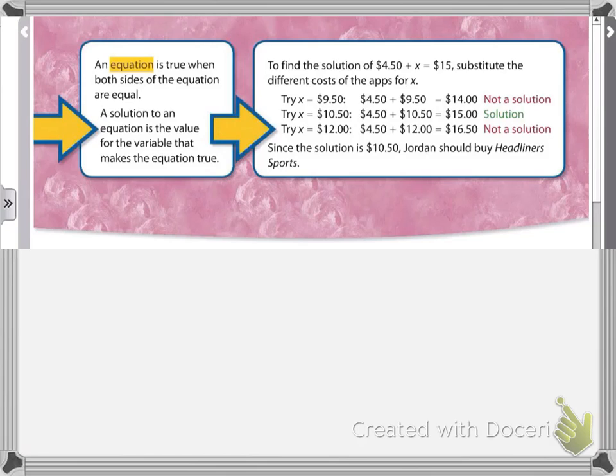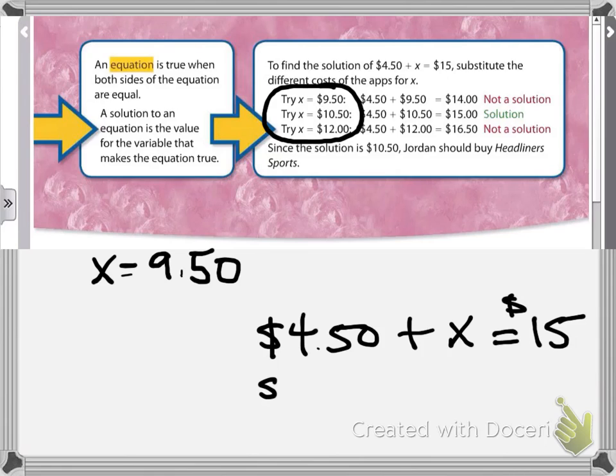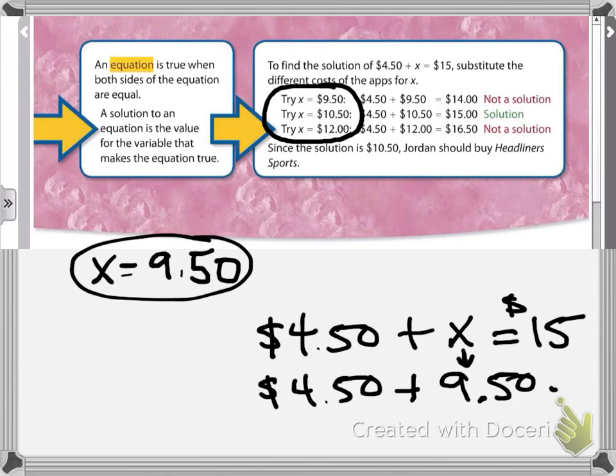In here they gave you some numbers to try, and what you do is substitute for x. If they're saying x equals 9.50 for the first one, then I'm just going to substitute into 4.50 plus x equals 15. My next step would be 4.50 plus 9.50, because x has been replaced by this number. When we add that, we have $14, and the equation is not true. We're trying to find, does it equal $15?